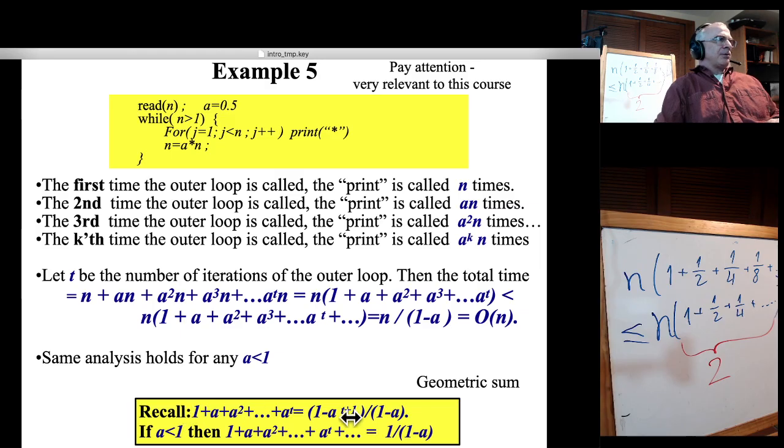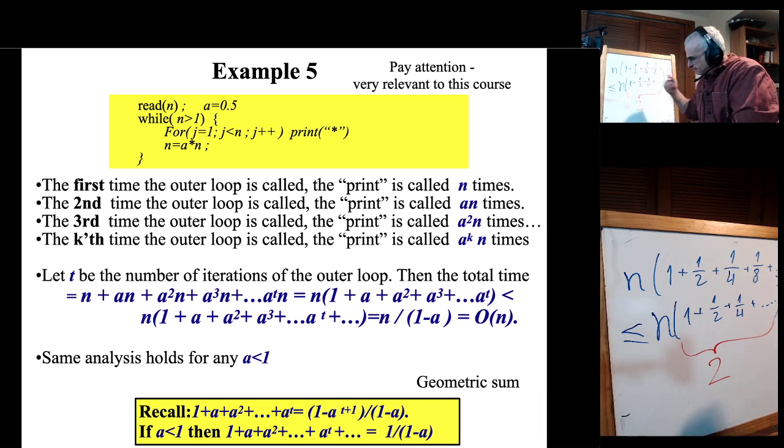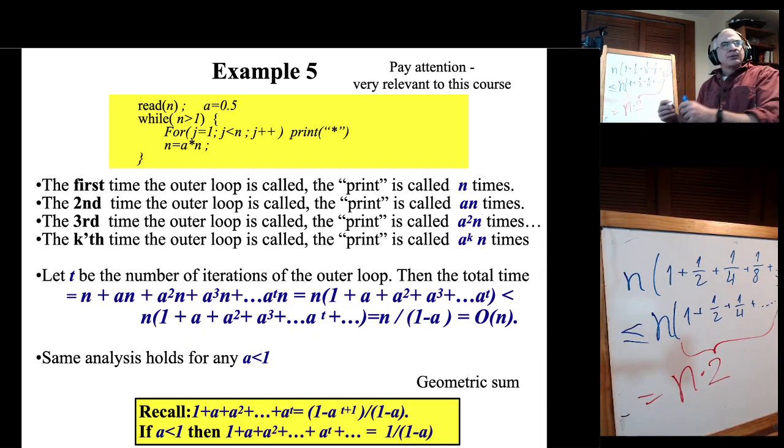And in general, for any geometric sum that looks like 1 plus a plus a squared all the way up to a to the t, it obeys this formula: 1 minus a to the t plus 1, divided by 1 minus a. And if I take a to be smaller than 1 and go all the way to infinity, I get this simpler expression because a to the t plus 1 becomes 0, so it's just 1 over 1 minus a. So what do I get over here? n times 1 over 1 minus a. I think that it's cool, no? What you'll get in this expression will be n times 2, linear in n.